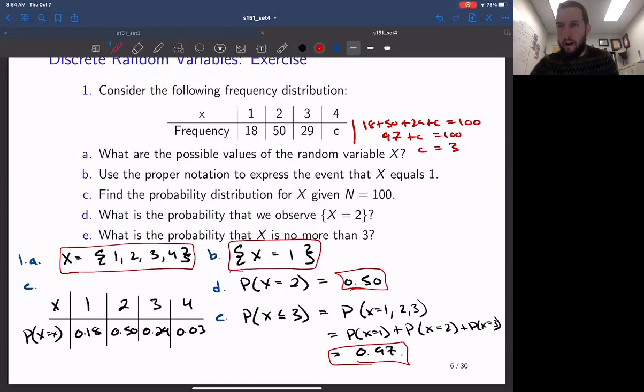I know I'm going a bit fast, but this is all just basic intro stuff, just pulling values out of the table. Does anyone have any questions? It says it in part C. Find the probability distribution for x given capital N equals 100. Sorry, Annalise, does that answer your question?